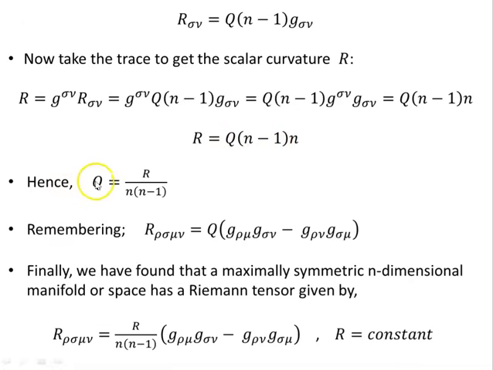Okay, and we can rearrange to give us Q is R on N times N minus 1. And as we've seen with the two-sphere, this Ricci scalar is constant. Okay, and so let's substitute this back in here. So remember, this is the object we had before. The only thing we need to find now is the Q. So substituting it back in, finally we found that a maximally symmetric n-dimensional manifold of space has a Riemann tensor given by this, where R is constant. Okay.